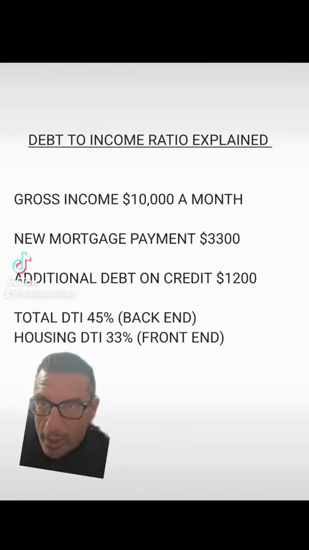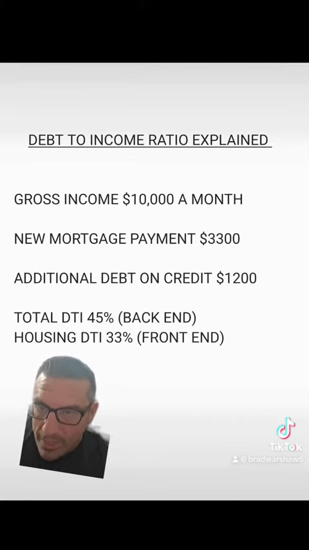All right, quick video on how the bank calculates debt to income ratio when you're going for a mortgage. So, for example, let's say you make $10,000 a month gross. That's your income. Let's say your new mortgage payment with principal, interest, taxes, and insurance is $3,300. If there's an HOA, they're going to add that, but let's just use $3,300 for this example.